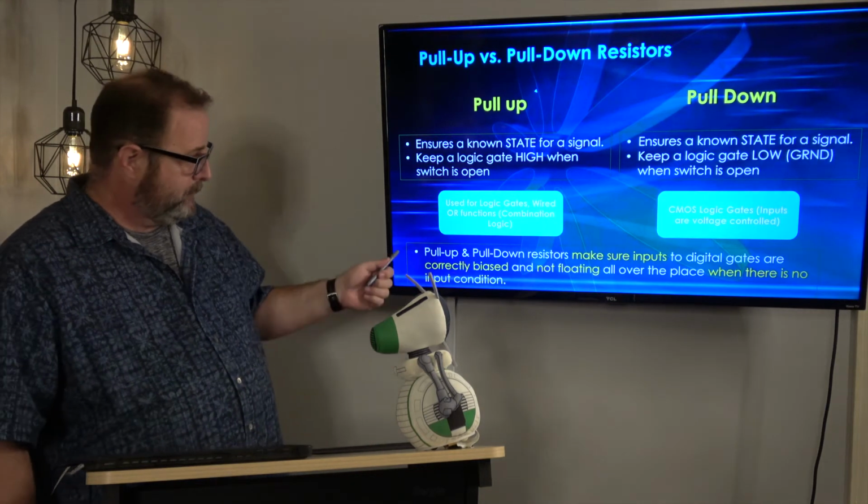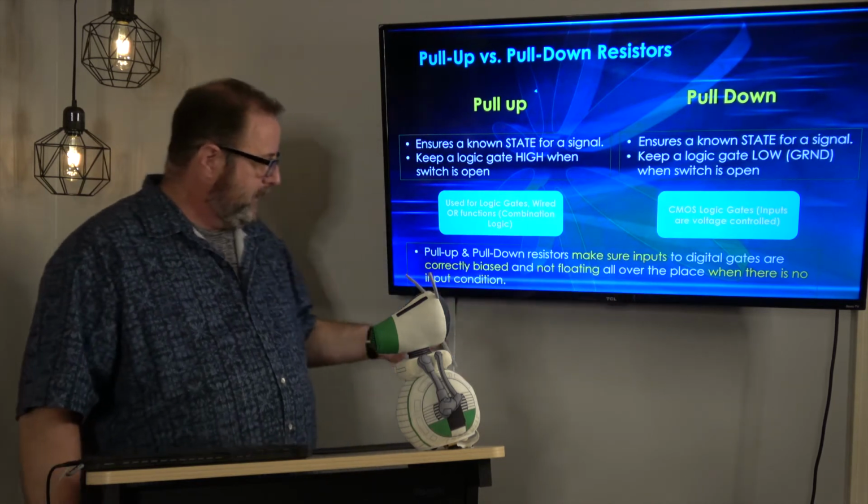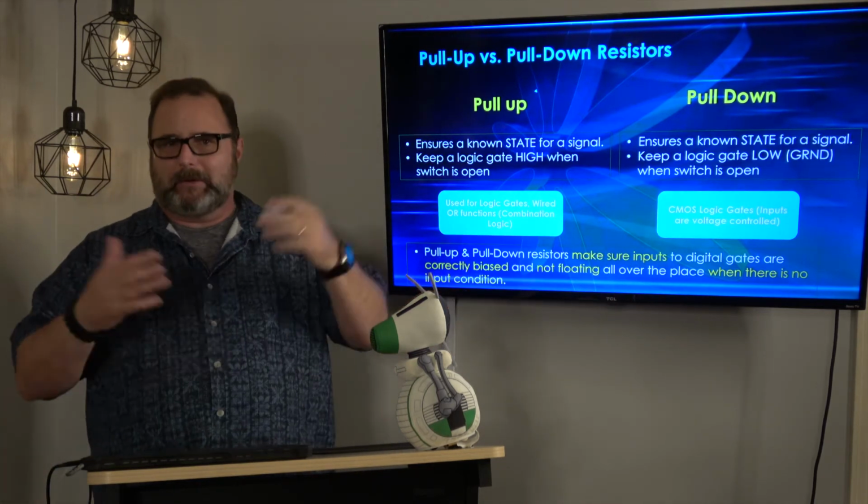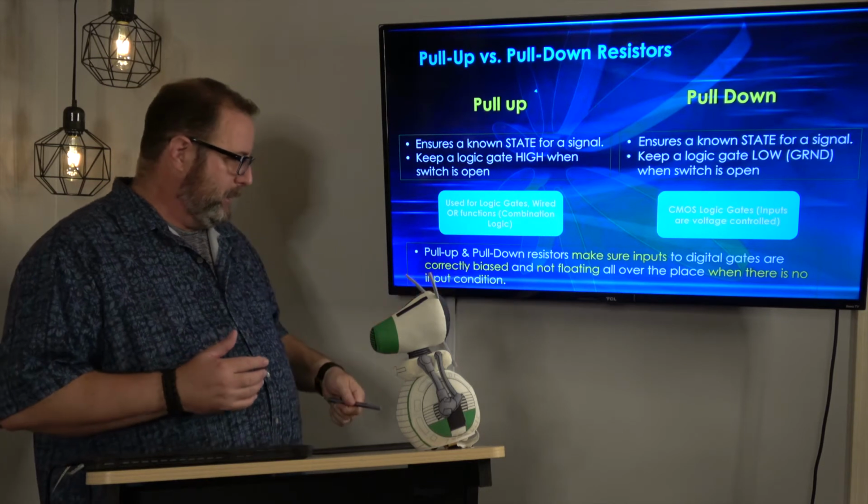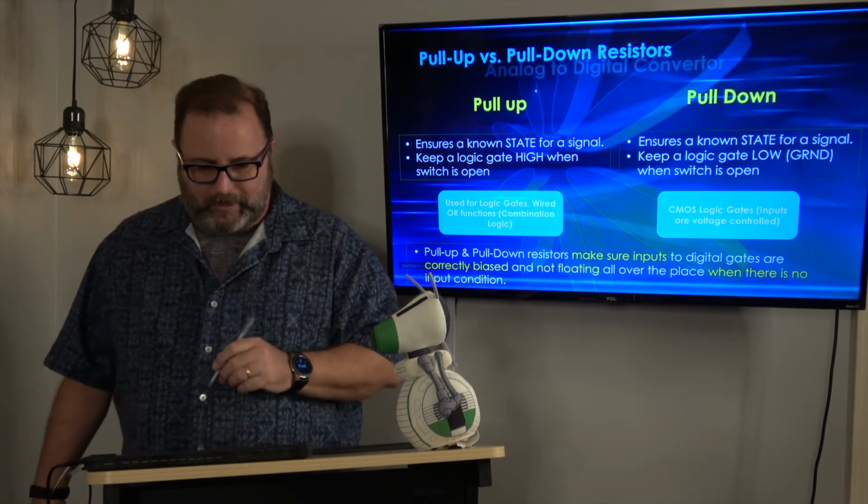All right, now, again, they make sure that the input to the gates are correctly biased. That means high or low. Okay, and they're not floating all over the place when there's no input condition. So there you have it.